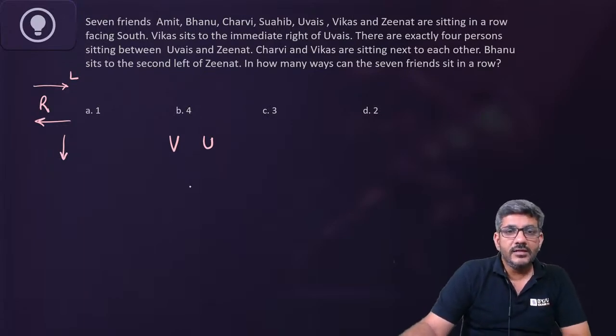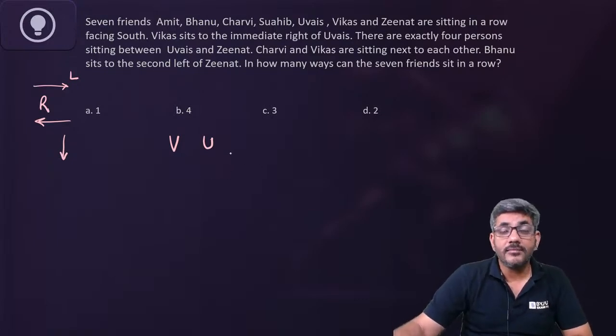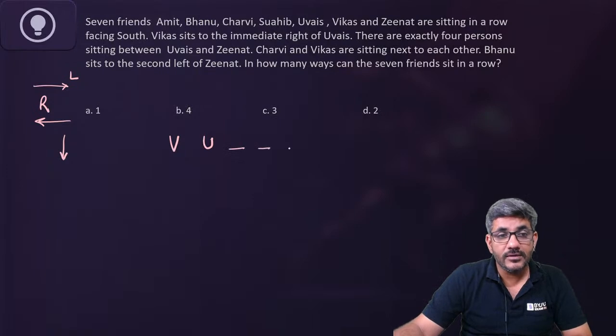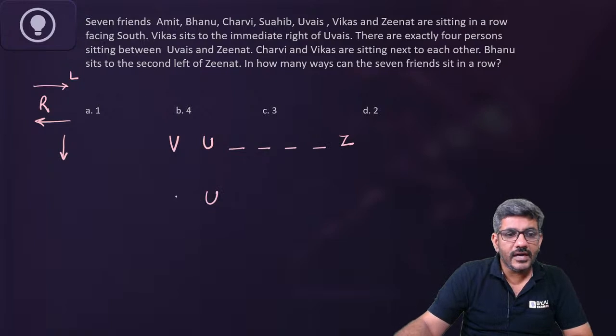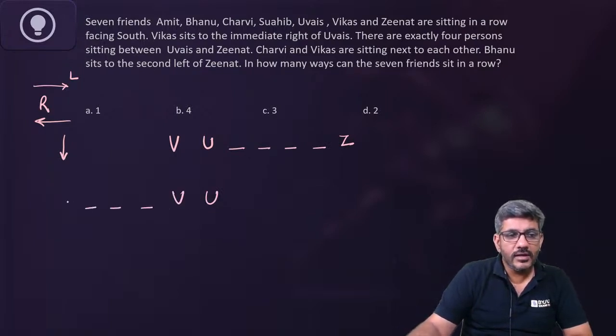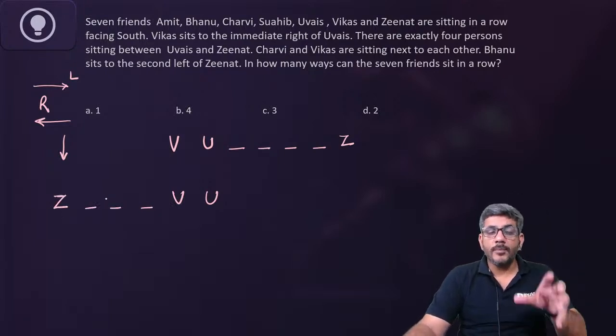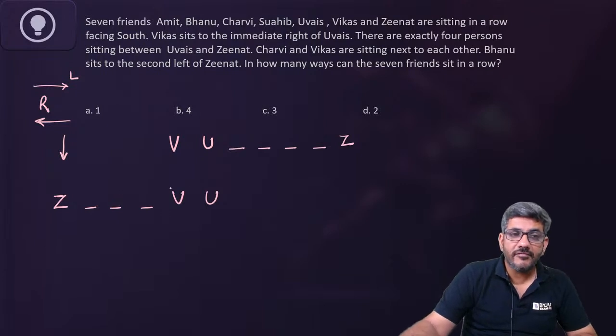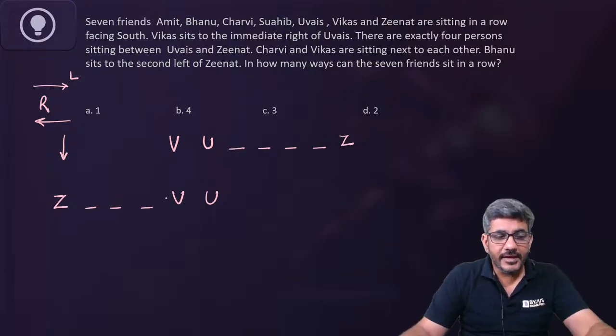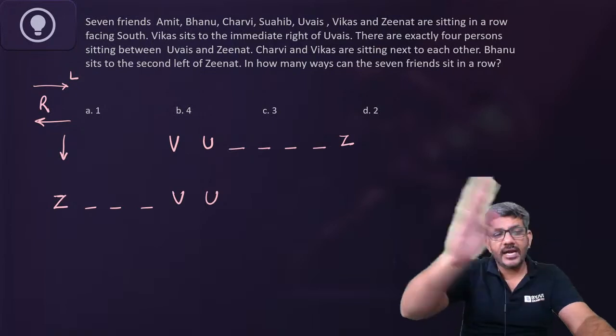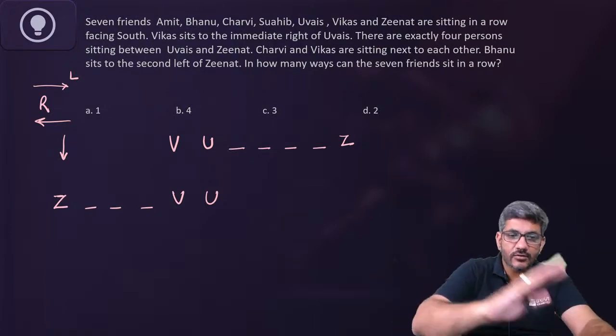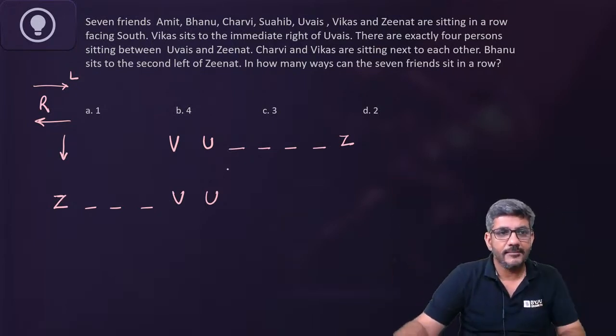What next? There are exactly 4 persons sitting between Uwais and Zenith. Uwais और Zenith के बीच में 4 लोग हैं. So one possibility is 1, 2, 3, 4 and Zenith is here. Or the other possibility is 1, 2, 3, 4 and Zenith is here. That's also a possibility, right? The 4 people sitting between Uwais and Zenith, उनमें ये V जो है, that is Vikas, he can also be included. So they can be on the right hand side of Uwais, they can be to the left hand side of Uwais. तो दोनों possibility हमने यहाँ से बना ली.